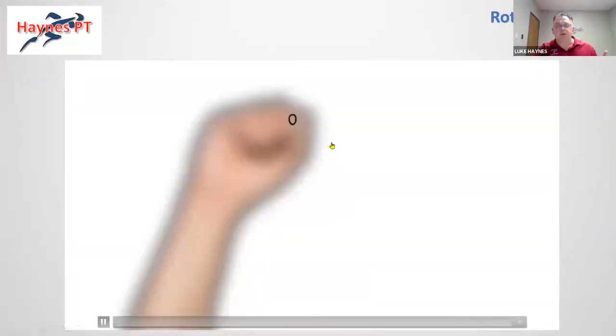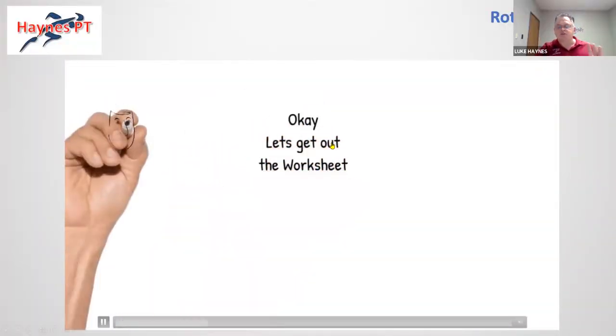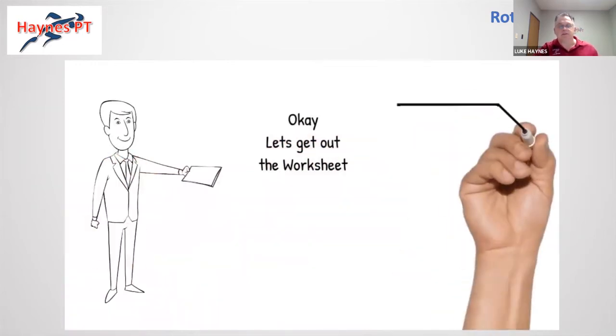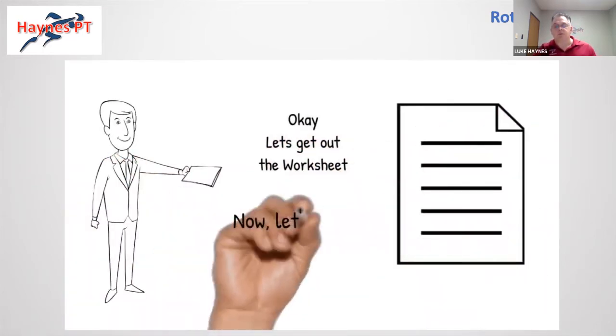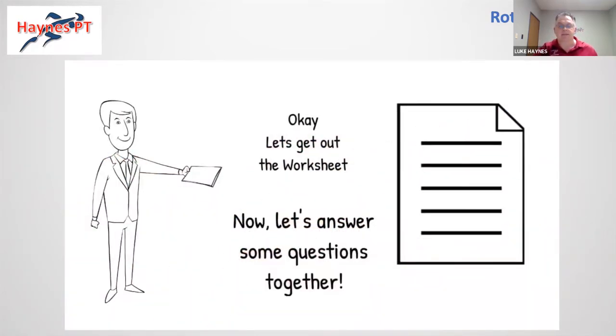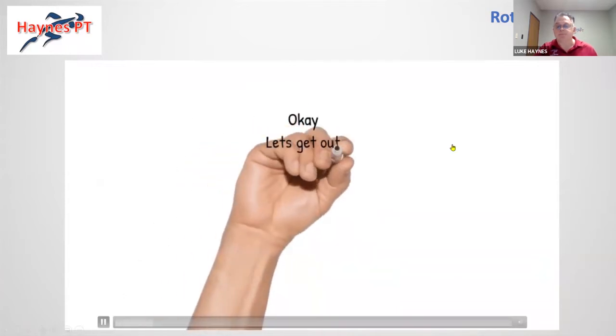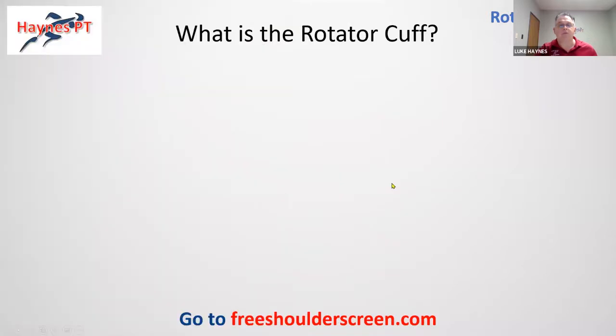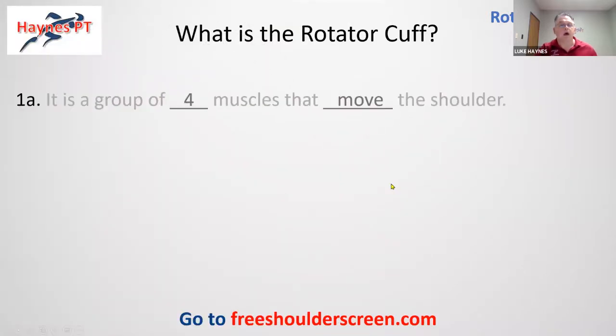And so we mentioned the worksheet. I'm going to try to follow that as closely as I can. So we've just answered some of those questions in here. So let's look at that form. On the form, the first question, what is the rotator cuff? Well, it's a group of four muscles that move the shoulder.